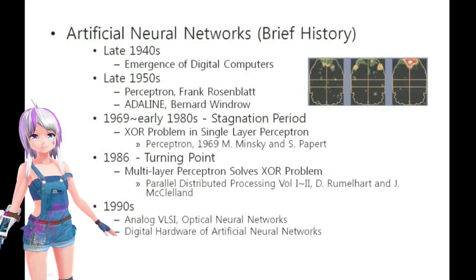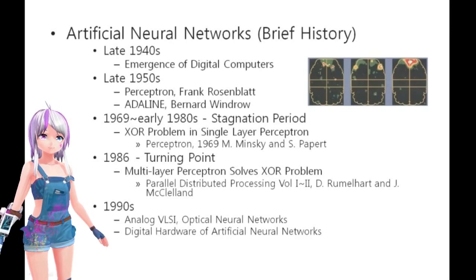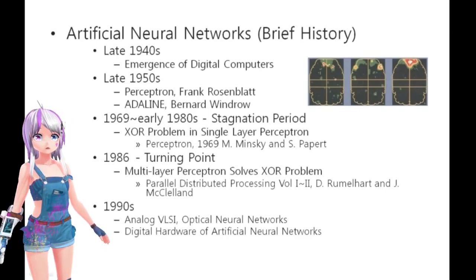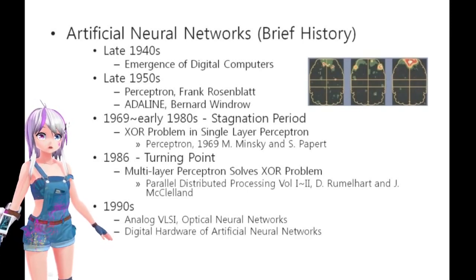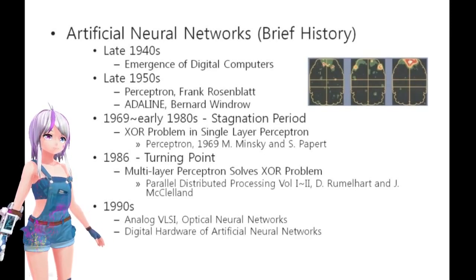Let's take a look at a brief history of artificial neural networks. In late 1940, there was a major emergence of digital computers, and it had an enormous effect. In late 1950, I think it's 1958 or so, Rosenblatt proposed the first prototype of a neural network, which is called the perceptron.